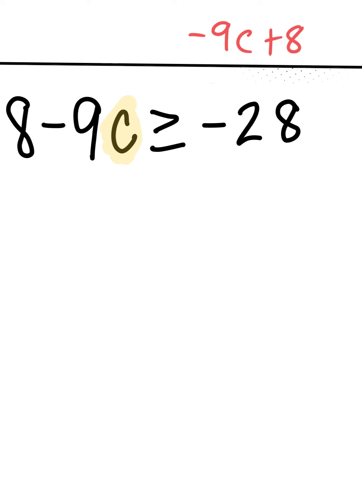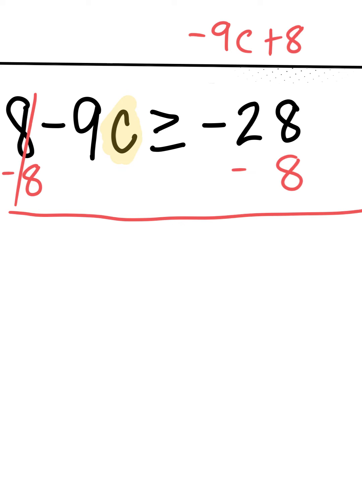So I'm going to get rid of that plus 8 by subtracting 8 on both sides. I'm not getting rid of the 9 first because that is multiplication and it's a negative 9. All right, so I'm left with negative 9c is greater than or equal to negative 28 minus 8 is going to be negative 36.